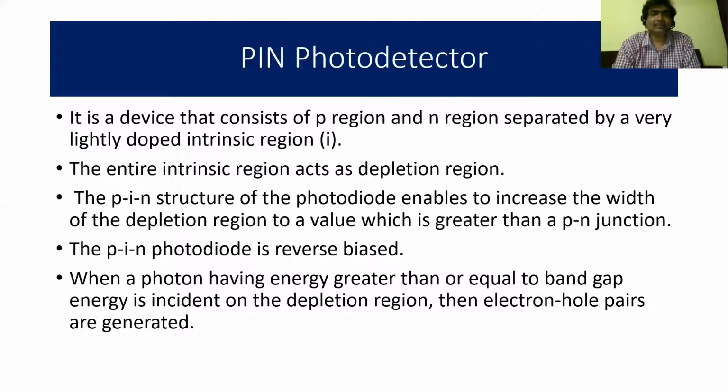Let us see the working of a PIN photodetector. It is a device that consists of a P region and an N region separated by a very lightly doped intrinsic region.